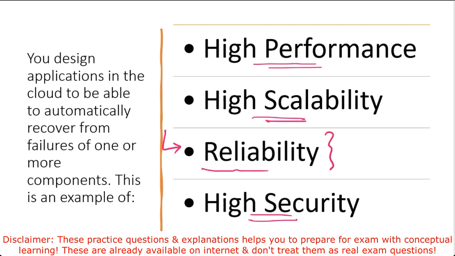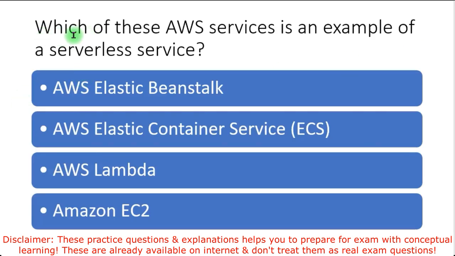Let's talk about the next question now. In this question, they're asking which of these AWS services is an example of a serverless service. The options we have are AWS Elastic Beanstalk, AWS Elastic Container Service, AWS Lambda, and AWS EC2, that is Amazon EC2, where EC2 stands for Elastic Compute Cloud.